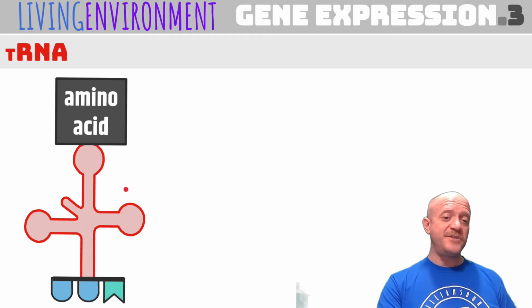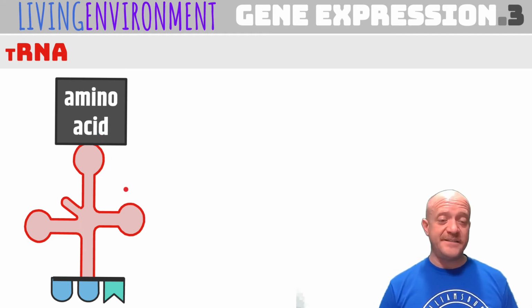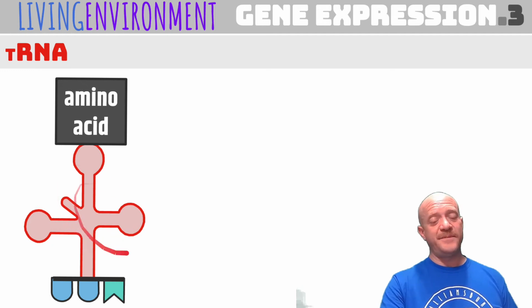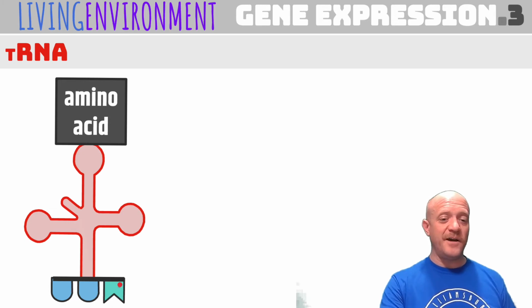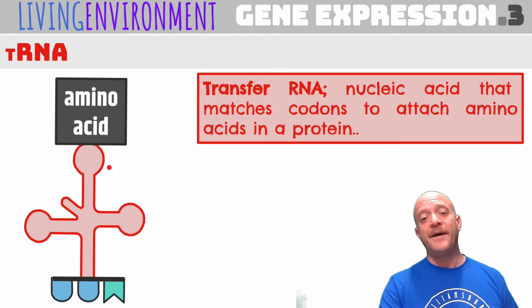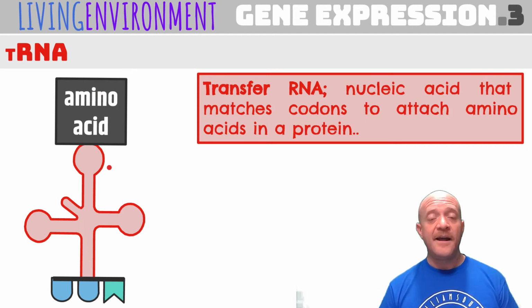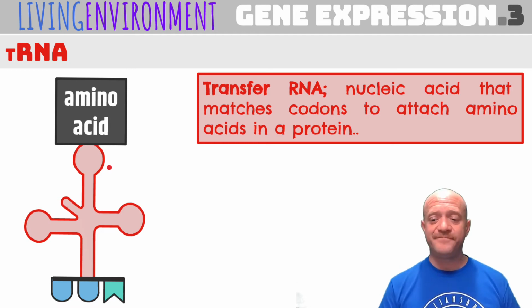And tRNA, you don't really have to know the structure, but if you see this, you might need to recognize it. It's going to be drawn something like this, where you're going to have this kind of weird little shape here. This is different proteins. But then we have these codons or anticodons here, which you don't have to know, and it's attached to an amino acid. The definition, transfer RNA is a nucleic acid that matches codons to attach amino acids in a protein.